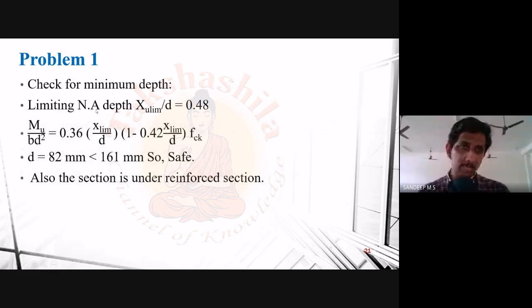After this, as the normal procedure, we will be checking for the minimum depth requirement based on the equation corresponding to balanced section. In this case, the minimum depth requirement was 82 millimeters, which was very much lesser than the value of depth we have already assumed, that is 161. So it is safe. Also, the section is under reinforced because we have a larger depth in comparison to the depth of our balanced section.